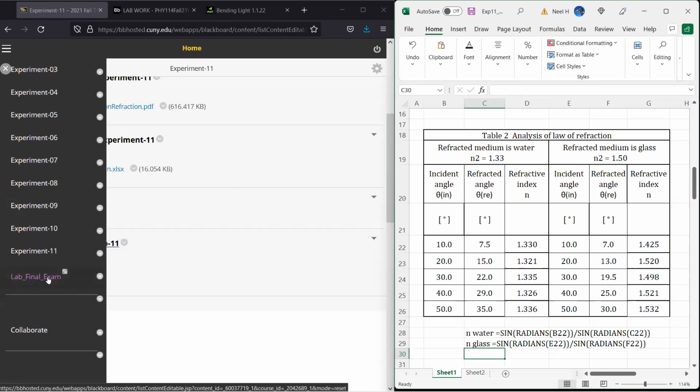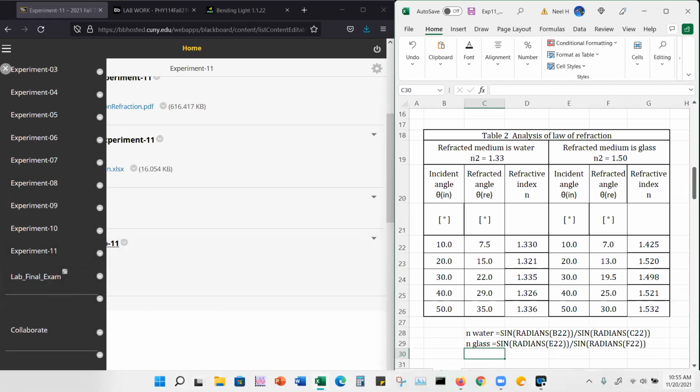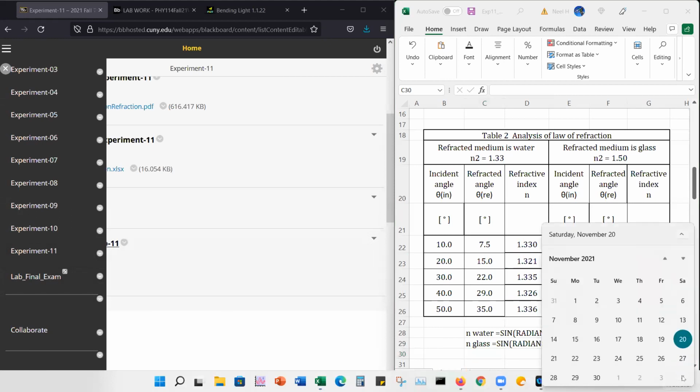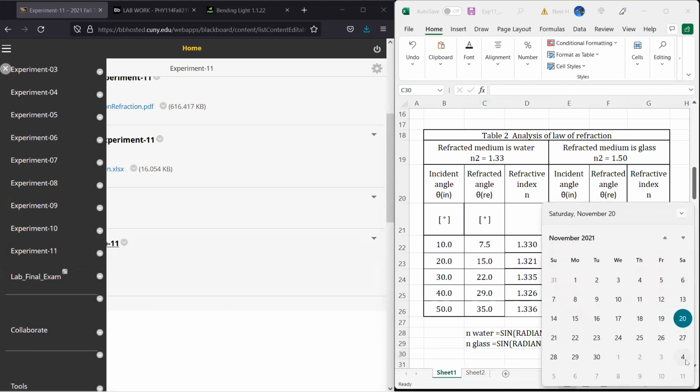And this folder right now is not visible to you. It will open up the first week of December, okay? Next weekend there's no class, and then on Saturday, December 4th, this folder will open up. It will open around 6 a.m. in the morning and remain open until midnight.